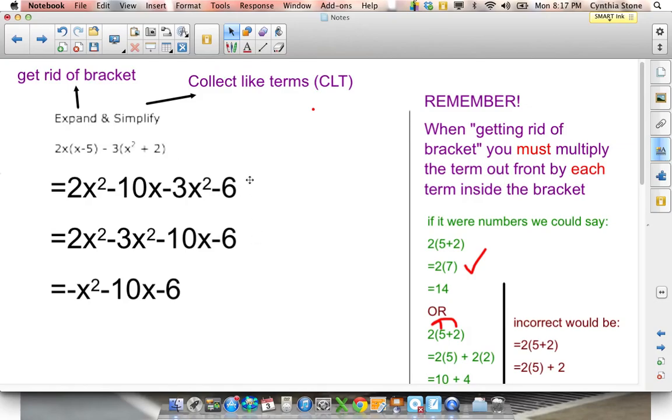Okay, this next line. If you get this far, you're in pretty good shape. This next line is just rewriting it with the x squareds beside each other, collecting the terms. Then I actually subtract: 2x squared minus 3x squared. 2 minus 3 is negative 1, or I didn't write the 1 there, it's implied. And minus 10x stays the same, and minus 6 stays the same. So that's a good hard question, and if you can work yourself through that without making any little errors, you're in great shape.